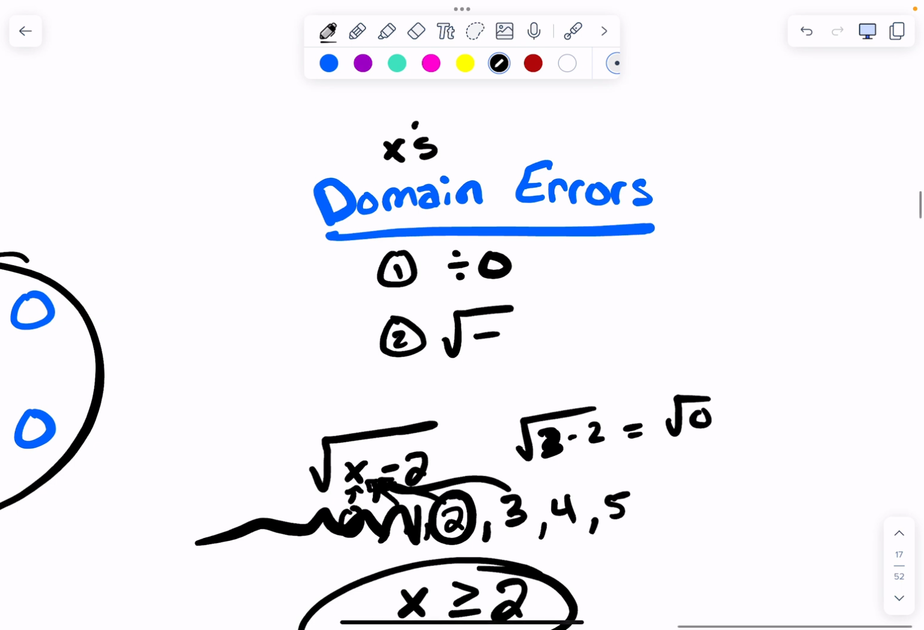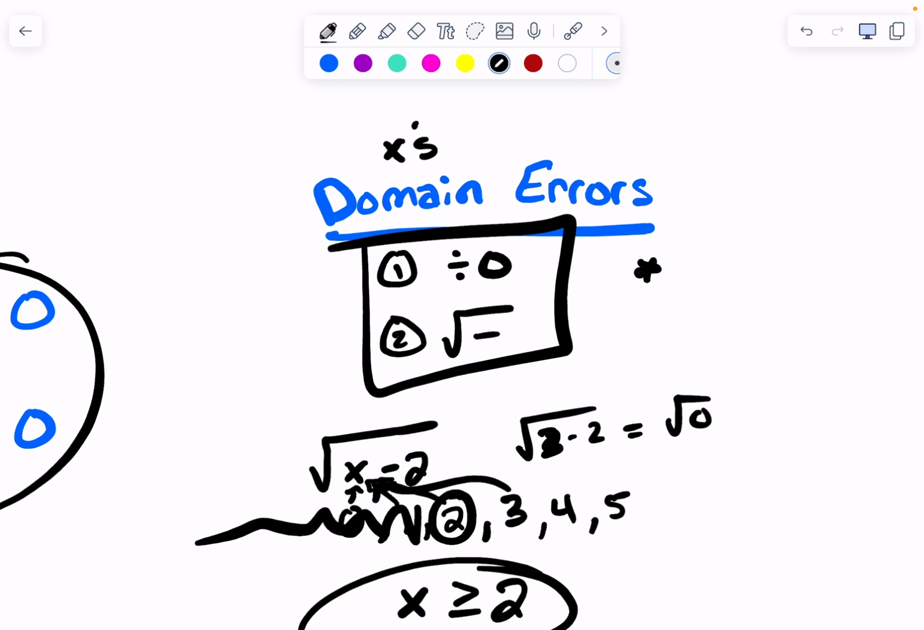I get it. Okay. Now, the other little baby step for domain errors is story problems, which I'm not going to add to here. There's really just 2 main rules that you have to follow, but the other one is story problems.